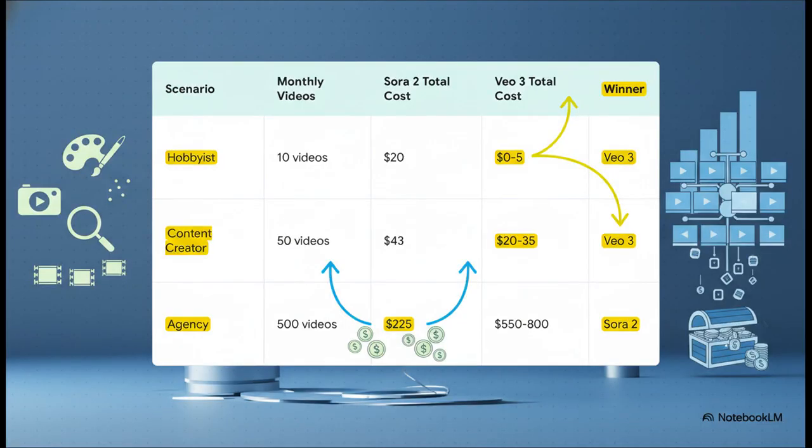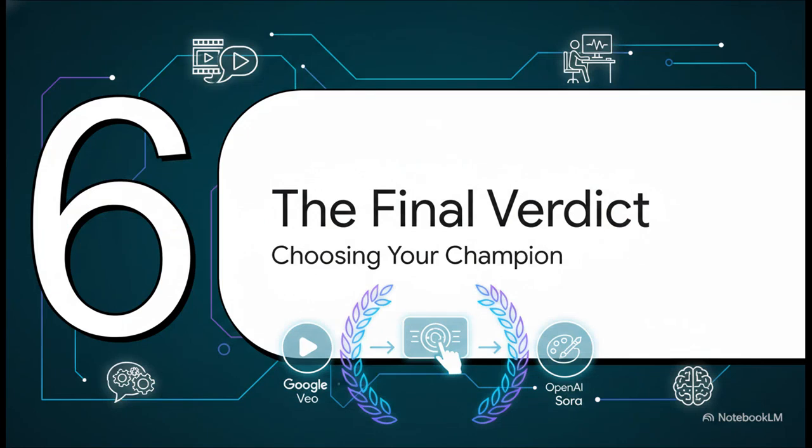Now, what's so fascinating about this slide is how the math completely flips depending on how much you create. For hobbyists and even mid-level creators, Veo 3.1's free tier and flexible pricing make it cheaper. But for agencies pumping out hundreds of videos a month, Sora 2's API pricing gives it a massive, massive cost advantage. So after all of that, who's the champion?